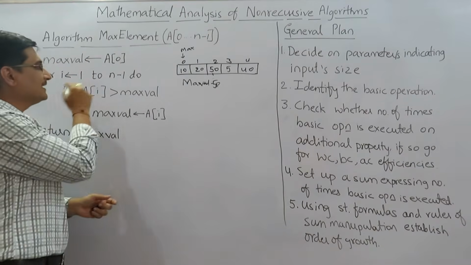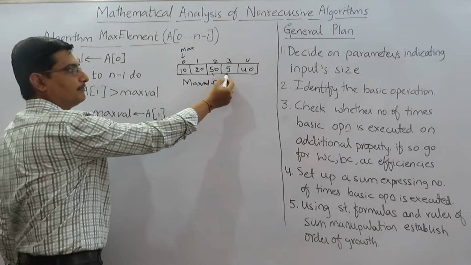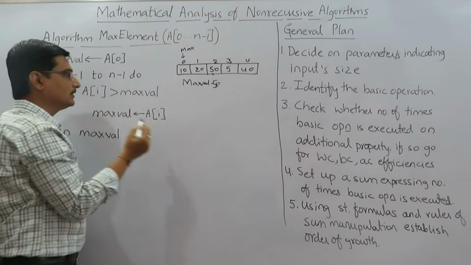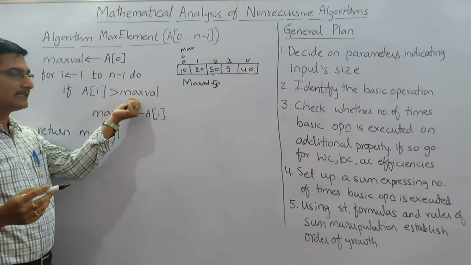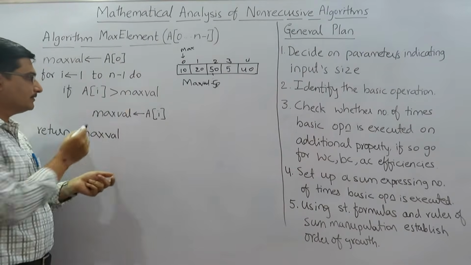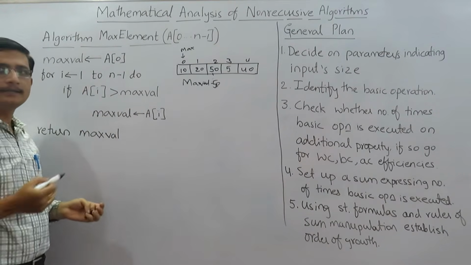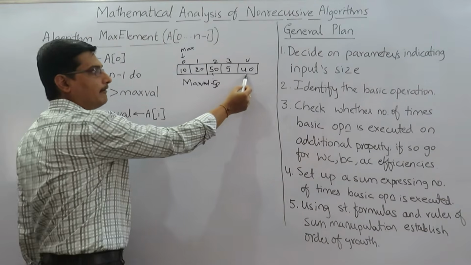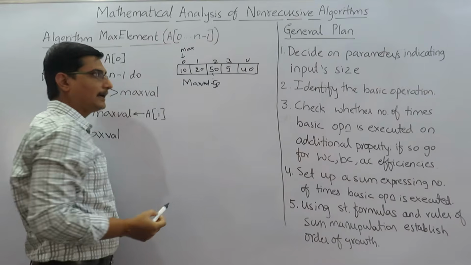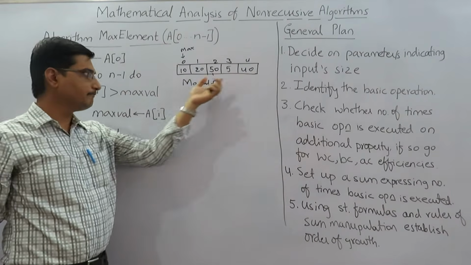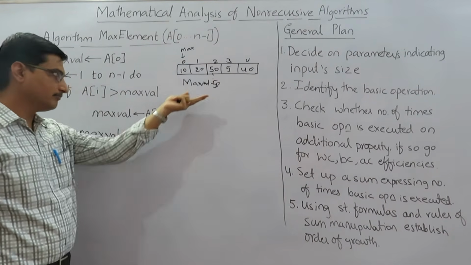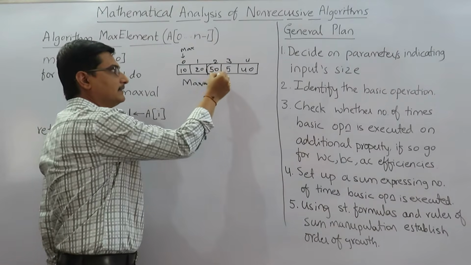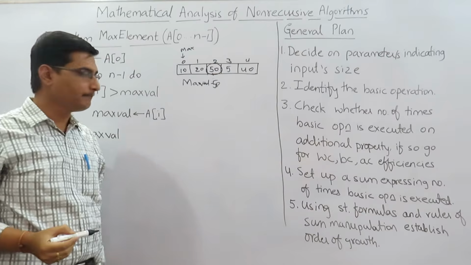Again i is incremented and now a of i is pointing to 5. 5 is not greater than the present max element, that is 50. So this statement will not be executed and i will be incremented. Now a of i is pointing to the next element. Again this element is not greater than the present max element. So the max element will remain 50, and of course the maximum element in the given array is 50.